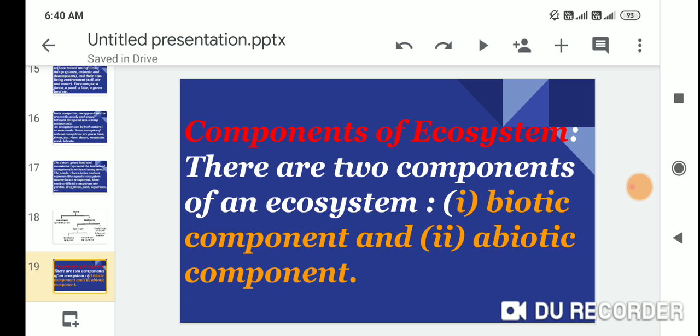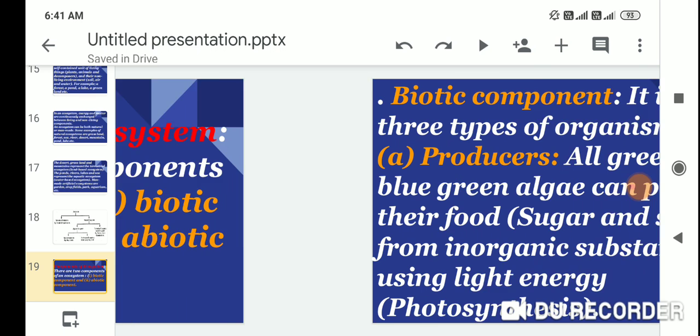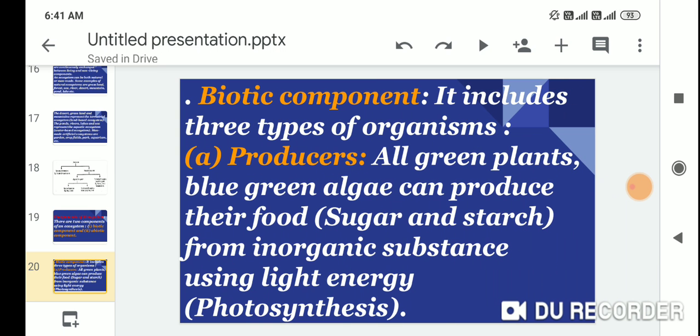Components of an ecosystem. So there are two components of an ecosystem: biotic components and abiotic components. The first one is the biotic components and the second one is the abiotic components. Biotic components include three types of organisms.